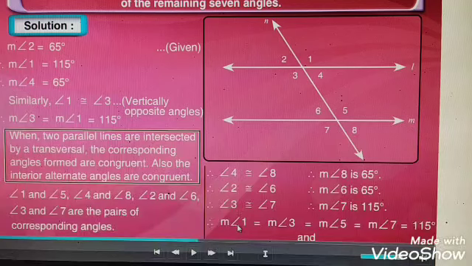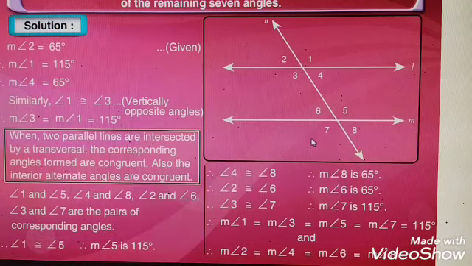Here I can say that the measure of angle 1 is equal to the measure of angle 3 is equal to the measure of angle 5 is equal to the measure of angle 7, which is equal to 115, and the measure of angle 2 is equal to the measure of angle 4 is equal to the measure of angle 6 is equal to the measure of angle 8, which is equal to 65 degrees.